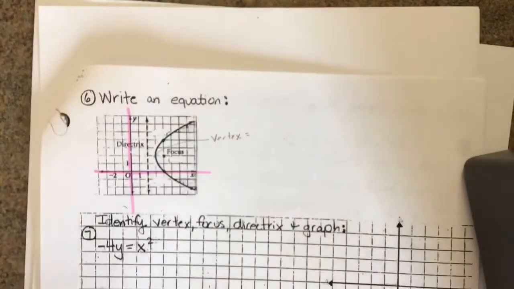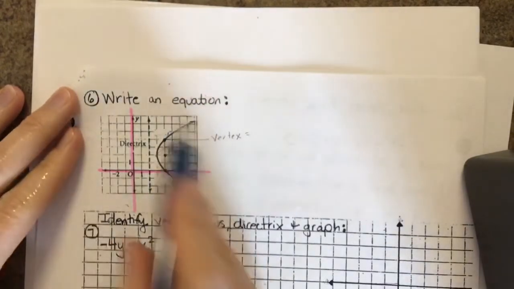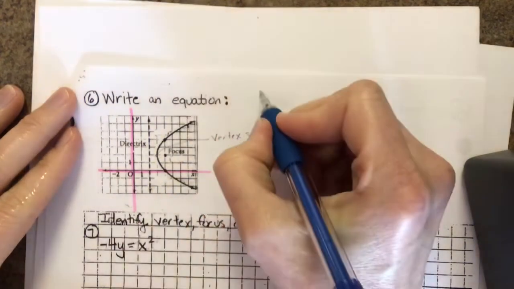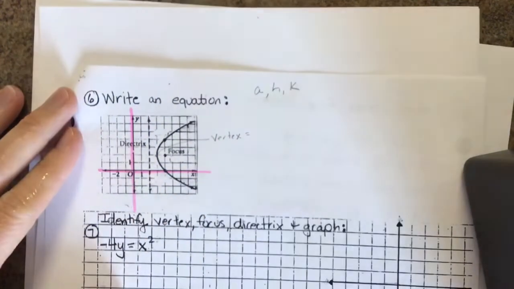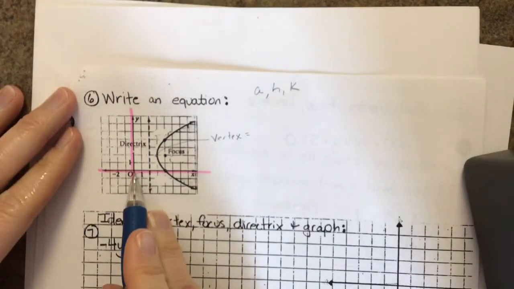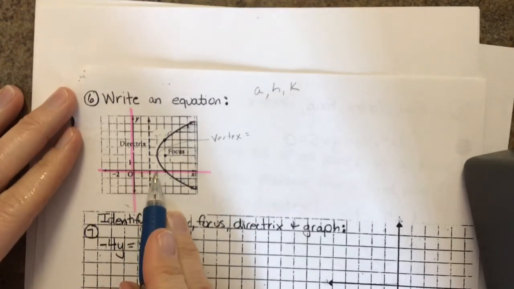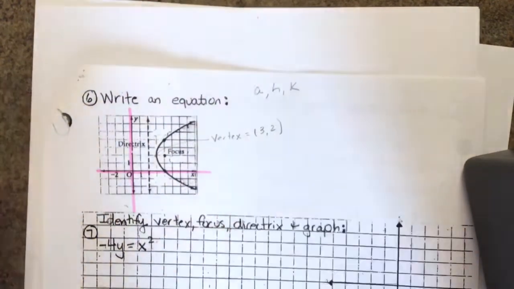All right. Number 6. Write an equation given the graph. We're going to look at this. I have the x and y axes in pink. To write an equation, you need a and what else? H and k. HK is the vertex. What is this vertex? This vertex is 1, 2, 3, 2. So 3, 2 is my vertex.